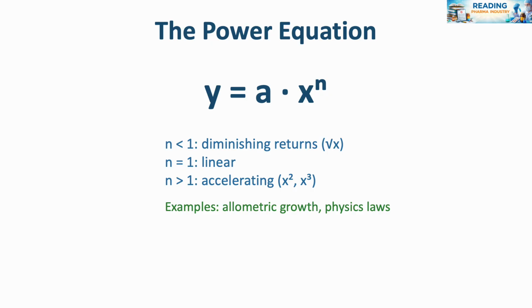When n is less than 1, like a square root, you get diminishing returns. The curve rises quickly, then it flattens. When n equals 1, it's just linear, so it forms a straight line. When n is greater than 1, like x squared, you get accelerating curves. As examples, you can look at allometric growth in biology and many physics laws.